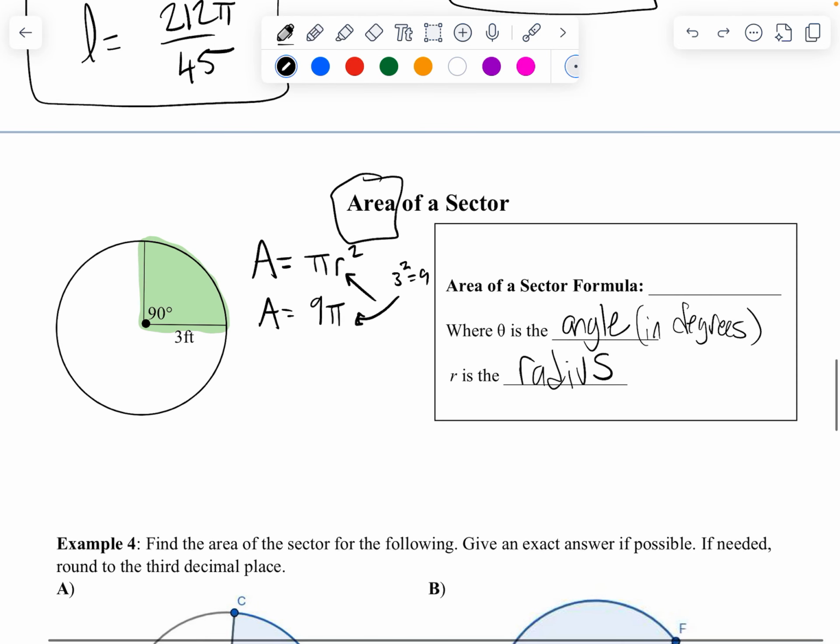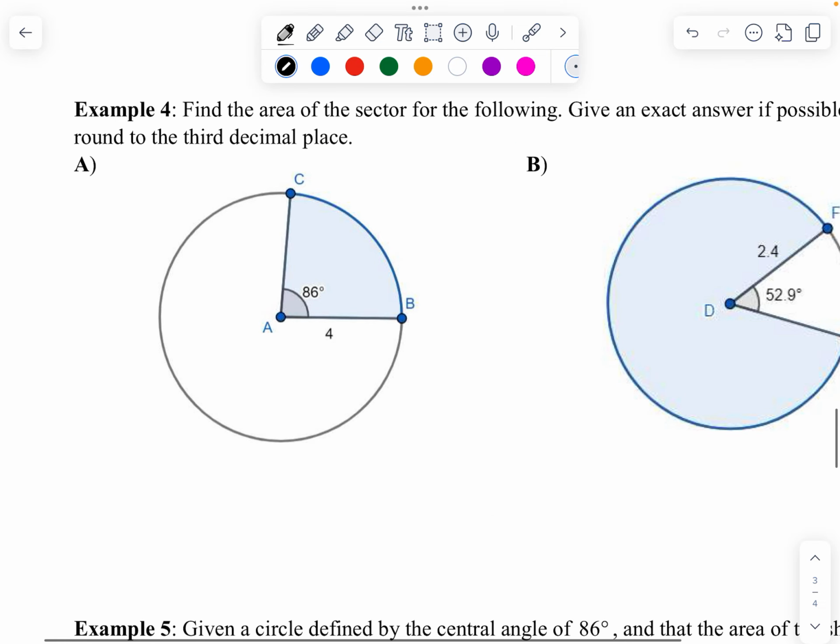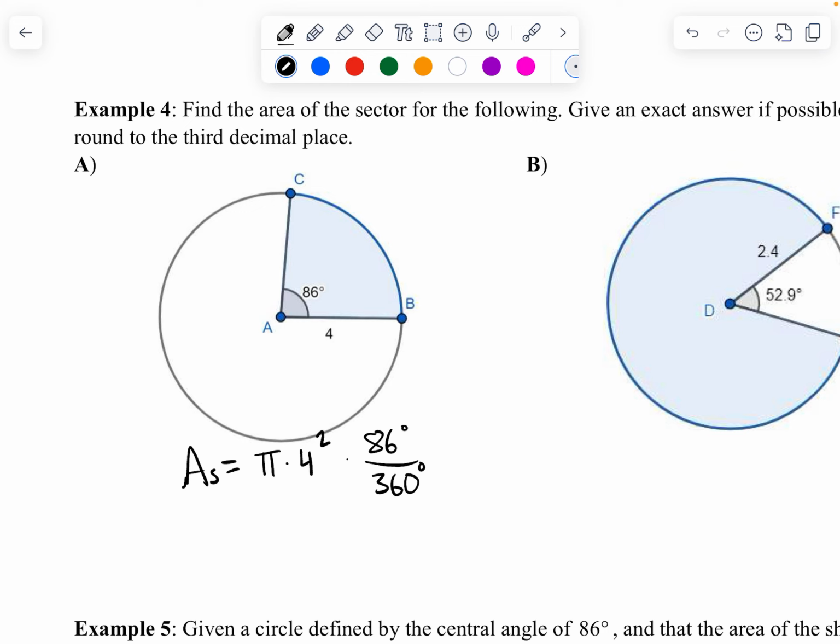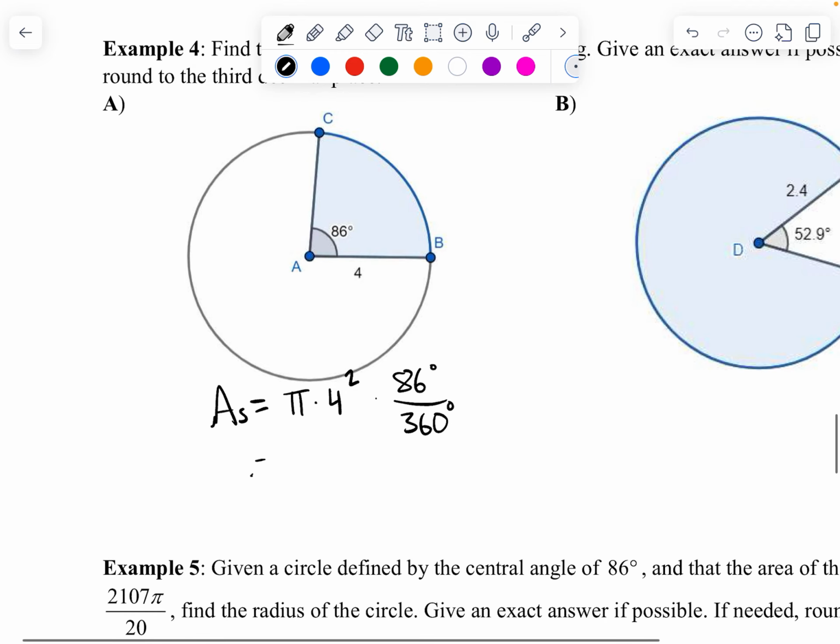So your area of a sector formula is the same thing. Area of a sector equals the area of the circle times how much of that circle you're looking at. Theta over 360. And that's as crazy as it needs to get. So same process as before. So we'd say, okay, area of the sector equals pi times my radius squared times, we're looking at 86 over the 360. And that's it. Just plug it in and figure out what you get.